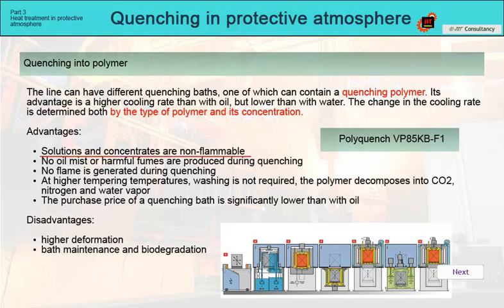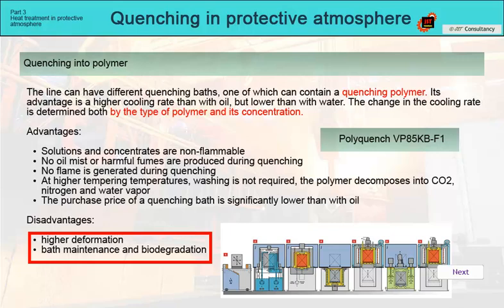Solutions and concentrates are non-flammable. No oil mist or harmful fumes are produced during quenching. No flame is generated during quenching. At higher tempering temperatures, washing is not required. The polymer decomposes into carbon dioxide, nitrogen, and water vapor. The purchase price of the quenching bath is significantly lower than with oil. The disadvantages are higher deformations, although they may be lower than with water quenching, and bath maintenance is also complex. The greatest danger is biological degradation.